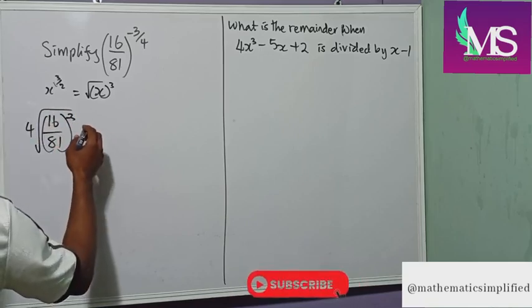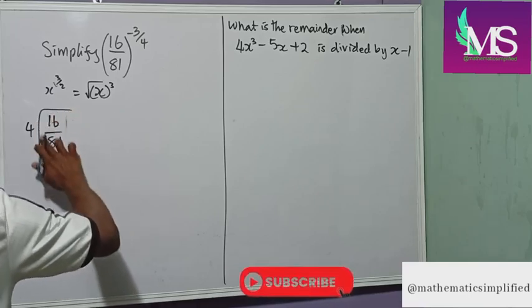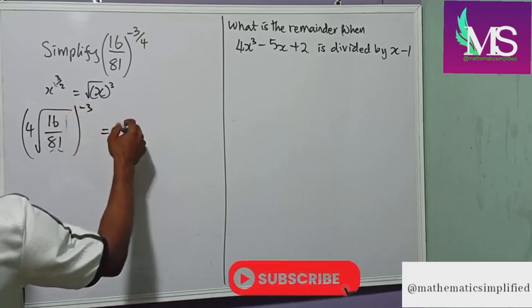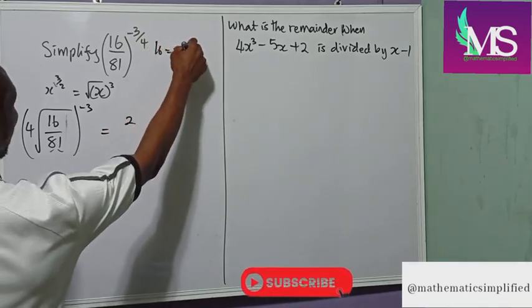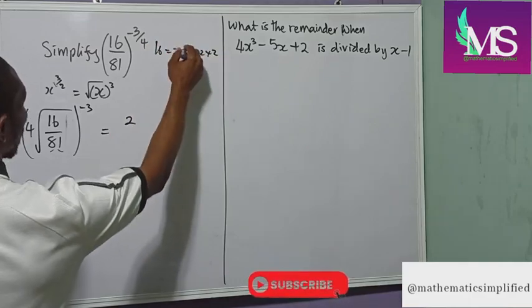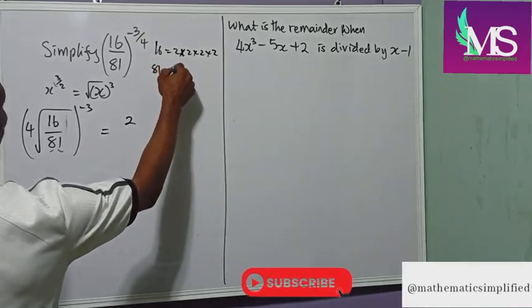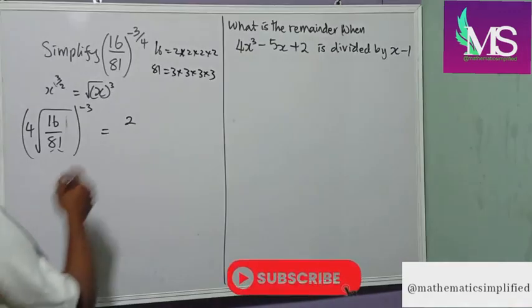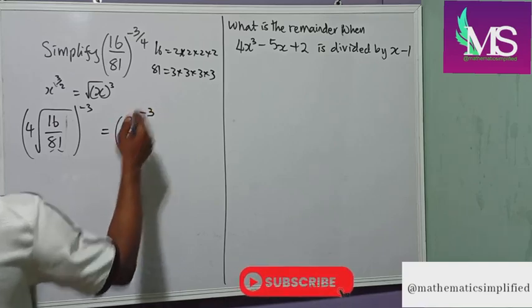Now, the fourth root of 16 is 2. Why? 16 is 2 times 2 times 2 times 2. That's the fourth root of 16. And 81 is 3 times 3 times 3 times 3. So this becomes 2 over 3 raised to the power minus 3.